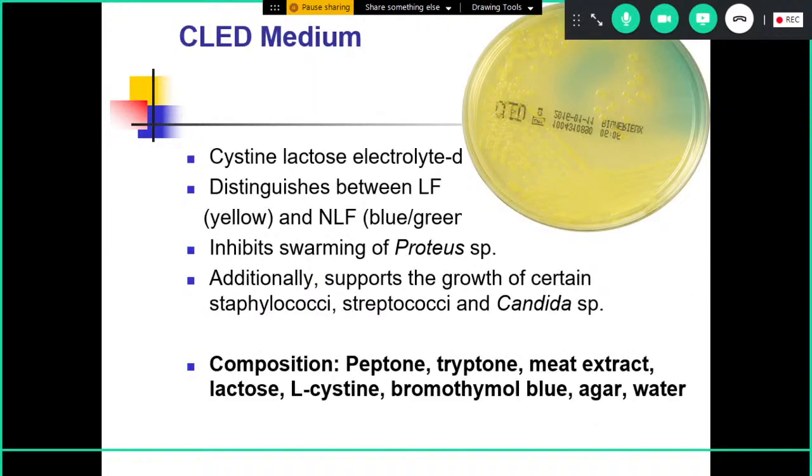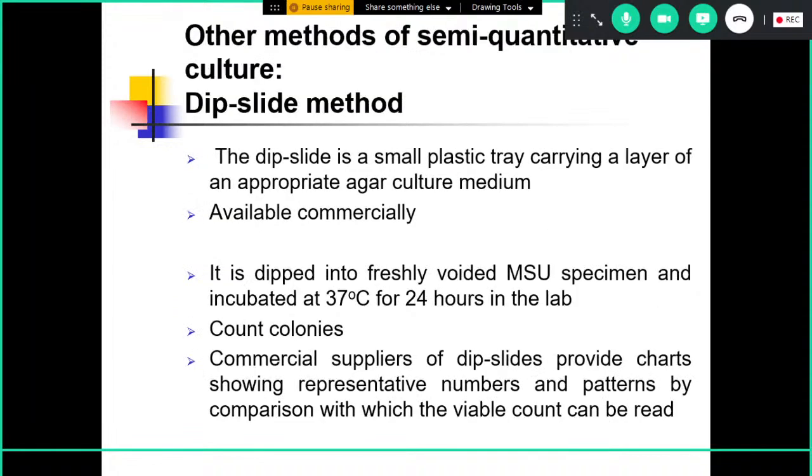When we culture on blood agar, MacConkey combination or CLED, we incubate at 37 for 24 hours and interpret the growth next morning, count the number of colonies, multiply by the dilution factor depending on the loop size that is used, and then give the counts and also put up the antibiotic sensitivity. So this is dipped and you count the colonies, and commercial suppliers of dip slides provide charts showing representative numbers and patterns for comparison.